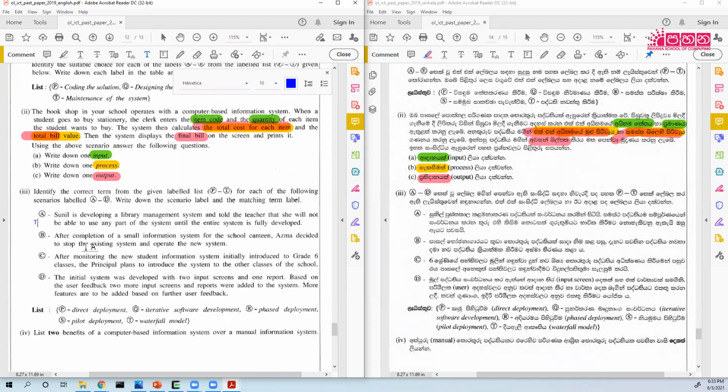Yes, exactly. Right? After complete small, this is a small, right? And then you are going to fully stop the old one, start with the new one. We said this is we call direct, right? So direct implementation.